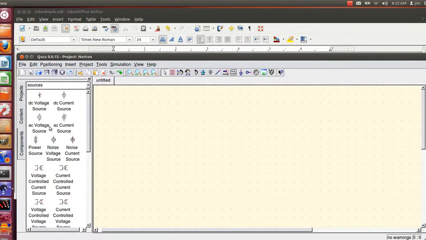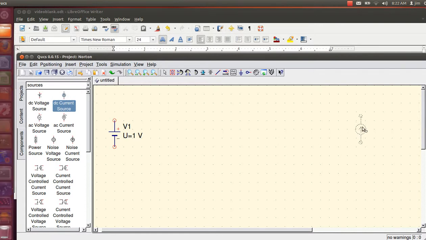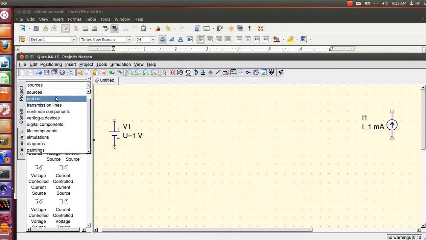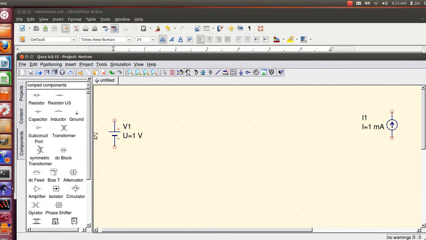Back in Cux, and I want to use a voltage source in this one because we're going to make it a little more complicated than the last video, and I want to use a current source. So this is now a two-source system, and we will go in and modify the values here in a little bit. So that gives me two sources. Somewhere along the line there's components, lumped components, that's what I'm looking for.